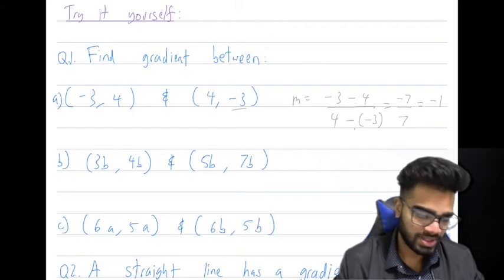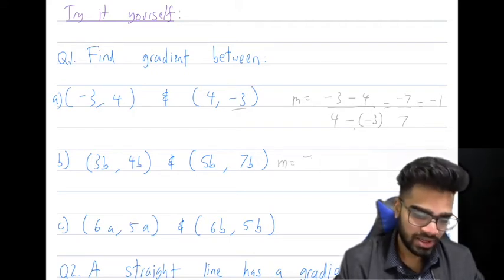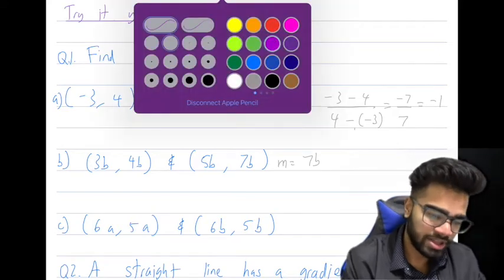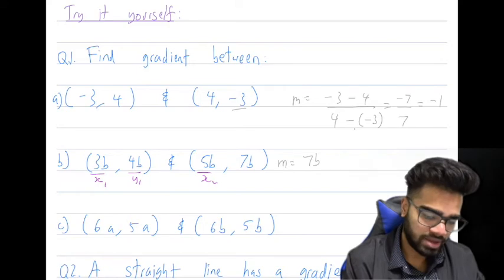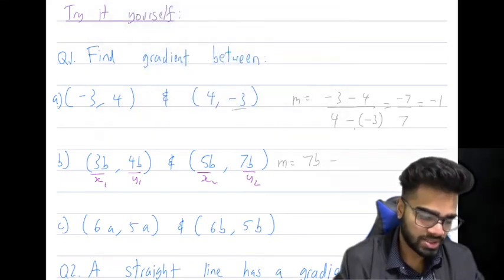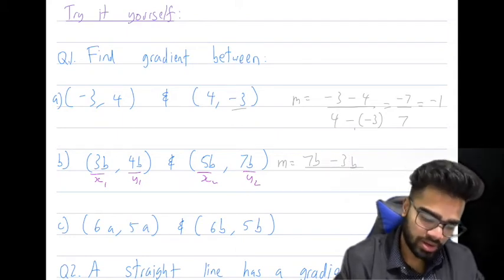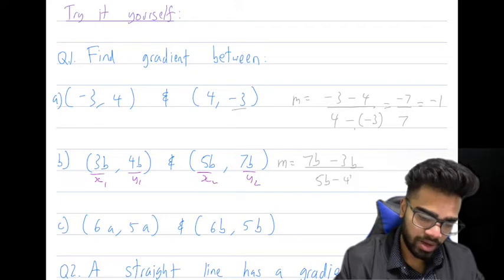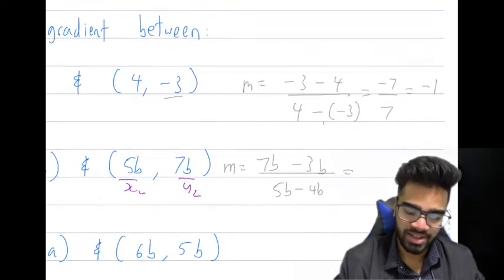All right, this next one's a bit different. It's a bit weird. Let's see. 7b is y2. I'll actually label it for you guys because it's a little tricky. I'll label it x1, y1, x2, y2. All right, so obviously y2 minus y1, 7b minus 3b, over 5b minus 4b. Okay, so is that it? Is that the answer? No, we can collect the like terms.